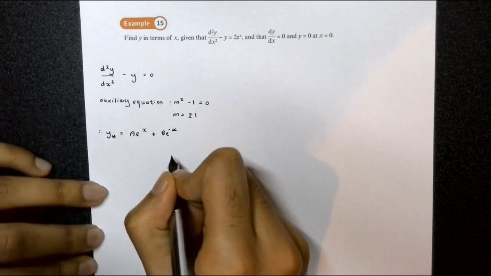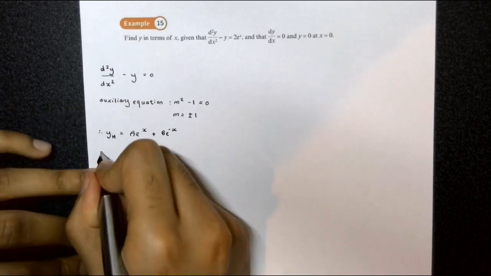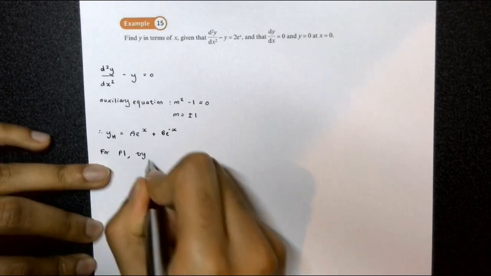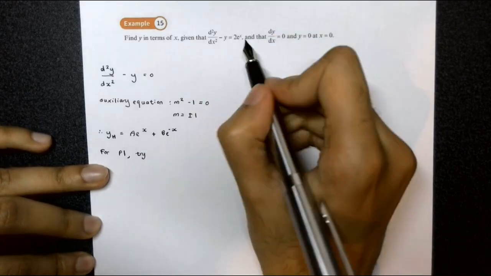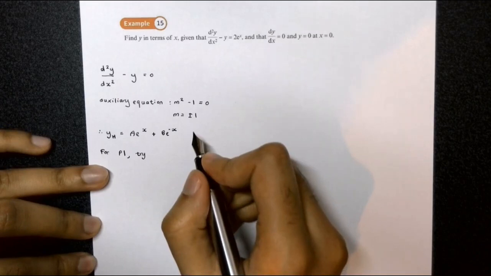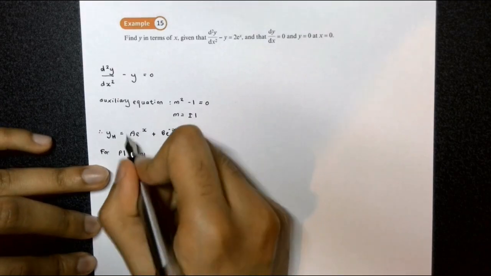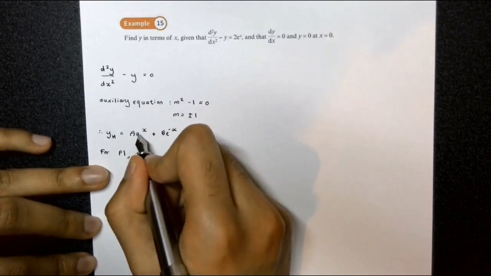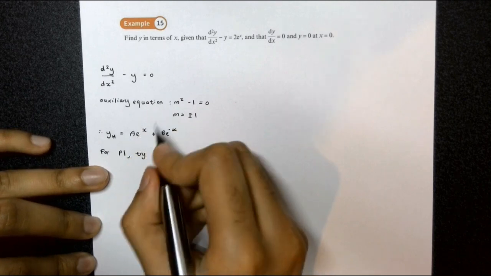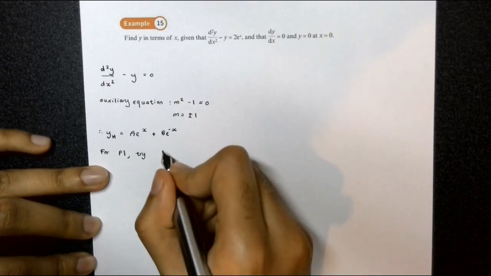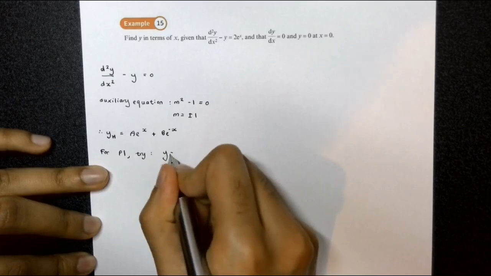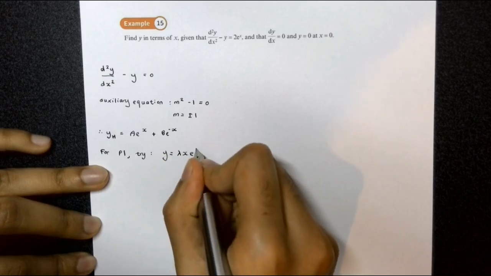Now, for the particular integral, you'll notice over here we can't have y equals lambda e to the x, because over here we've got a term involving an e to the x. So what we do instead is we will multiply by x. So we have y equaling lambda x e to the x.